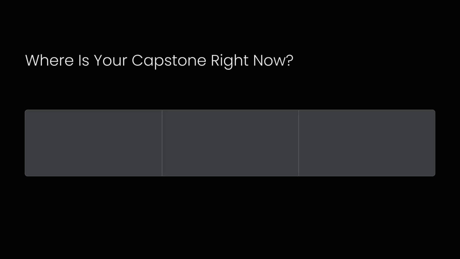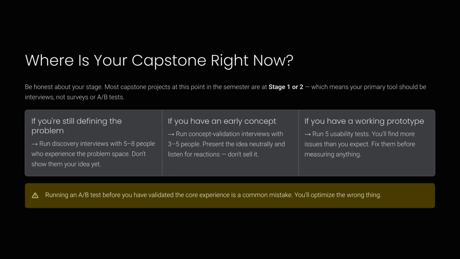Be honest about where your capstone is right now. If you are still in the early stages, your primary tools should be interviews, not surveys or A/B tests. Optimizing too early can lead you down the wrong path.